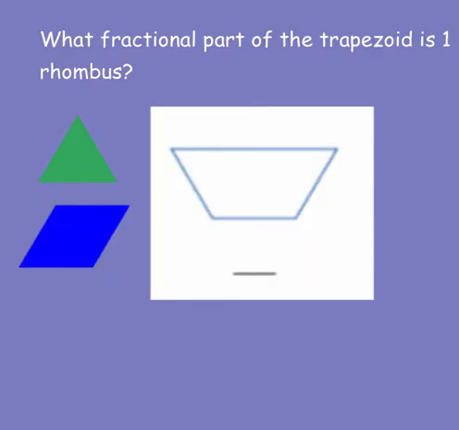Let's look at another example. What fractional part of the trapezoid is one rhombus? The trapezoid is right here, and I want to know what part of the trapezoid does the rhombus take up. So I'm going to move that rhombus over. Here we go. We're going to place it right inside the trapezoid, right about there.